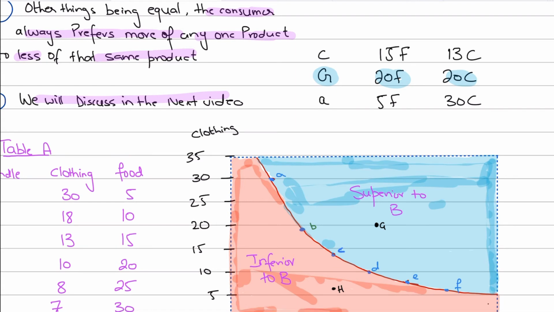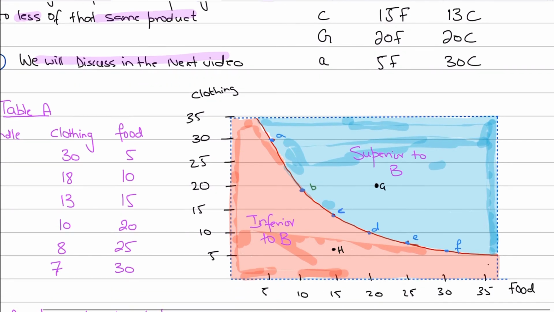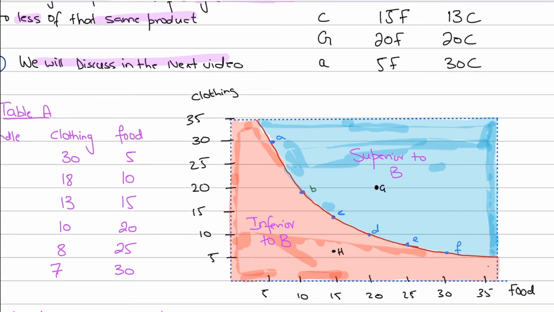Now, from the face of it, it might not appear obvious whether G is preferred to A, because at A we have less food, but we have more clothing as compared to G. So from the face of it, it might not appear obvious whether G is preferred to A or not, because A has more clothing but less food.